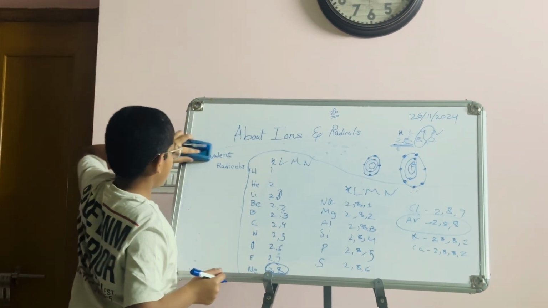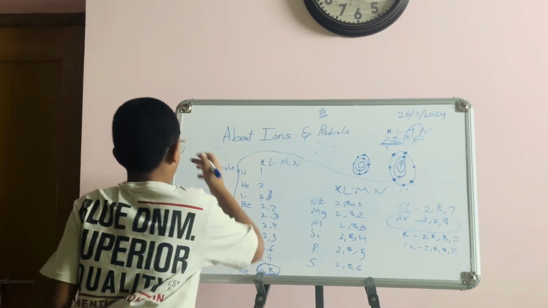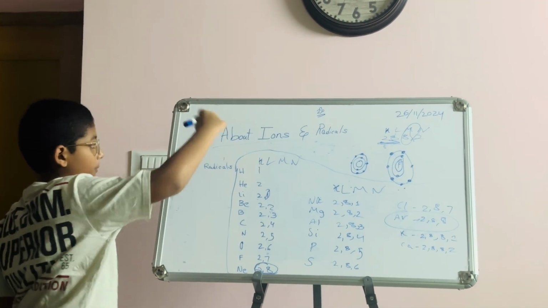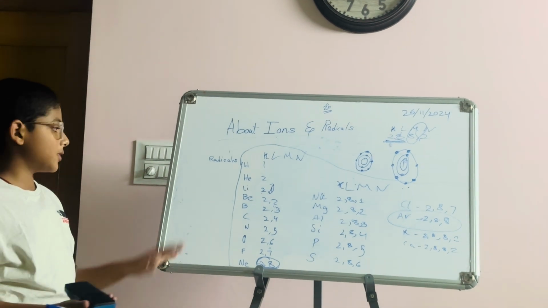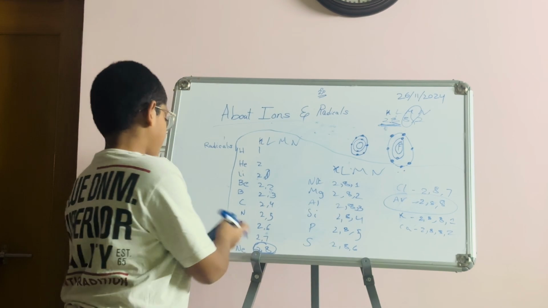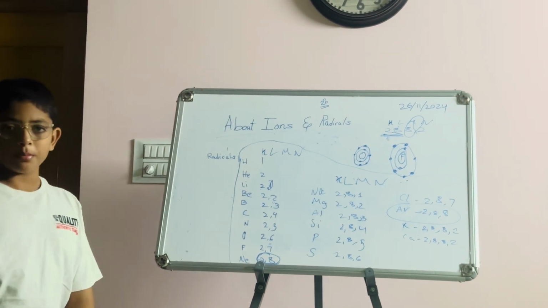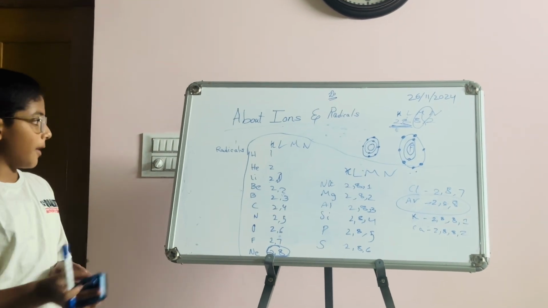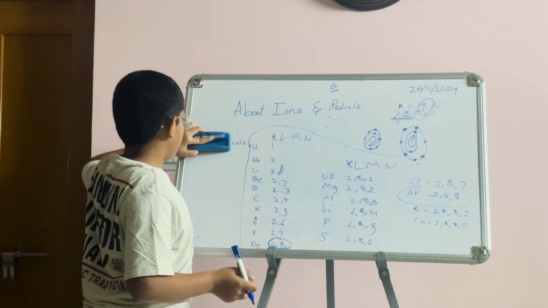I am going to explain about how to find radicals and the crisscross method, and bivalent radicals, in our second part.